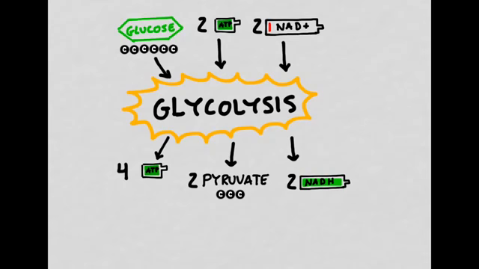In addition to producing 2 pyruvate molecules and 2 molecules of NADH, this set of reactions called glycolysis will also produce 4 molecules of ATP. However, because we already spent 2 of those molecules to get the reaction going, the total number that we've produced after glycolysis is only 2 ATP.